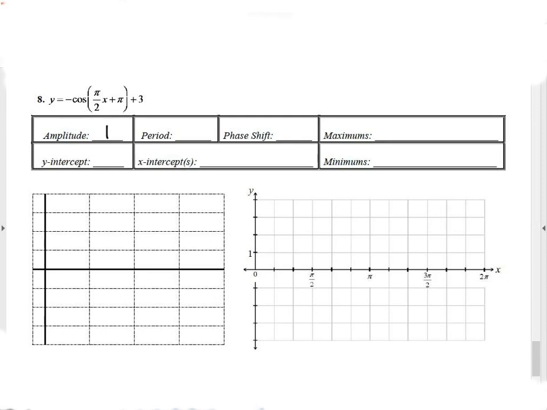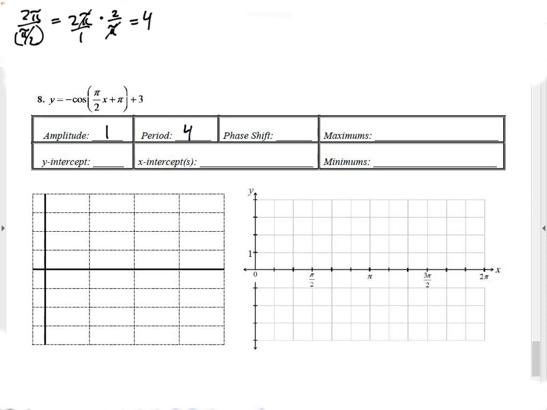My period is going to... Oh, man, I got to figure out my period. 2 pi divided by omega. What is omega? It is pi over 2. And so when I do that, that would be 2 pi times the reciprocal of that fraction. So that would be 2 over pi. And what happens to those pi's? They cancel out. And what do I get? Four. My period is four.